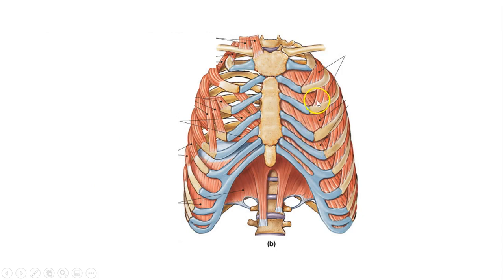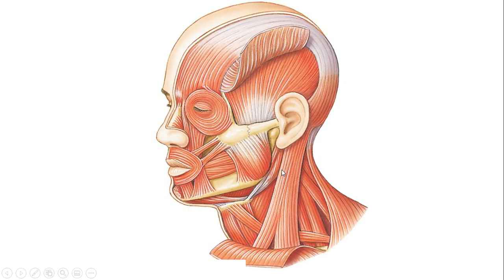Here would be your external intercostals, and this would be your internal intercostals. So remember, the externals help you inhale, and the internals help you exhale. Okay. There's your diaphragm. Well, you kind of see the diaphragm under there.